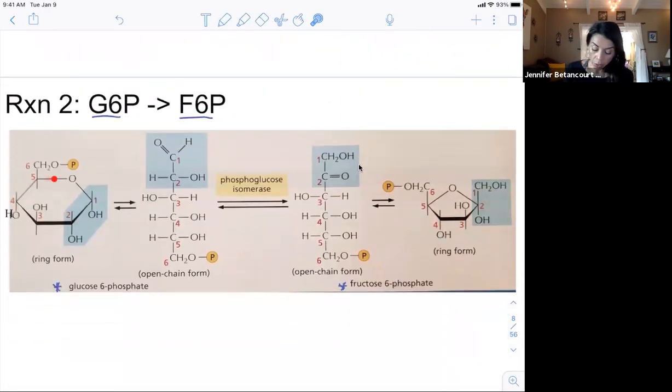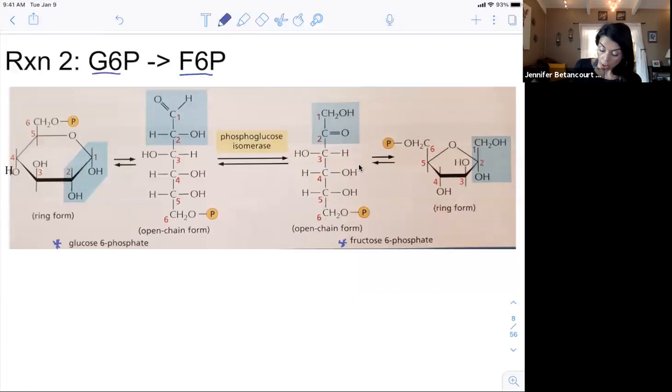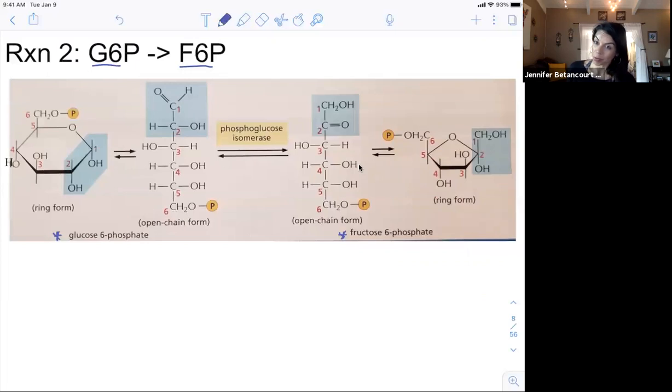So here's your glucose 6-phosphate. Here's the area that you have to look at. The first thing that happens is that the substrate opens up into the chain form, and then after that, things start changing. This is a big change, from ring form to open chain form. This is all catalyzed by the enzyme phosphoglucose isomerase. Now I'm going to start shorthanding it, so that we can get through these in less than 20 minutes per reaction.